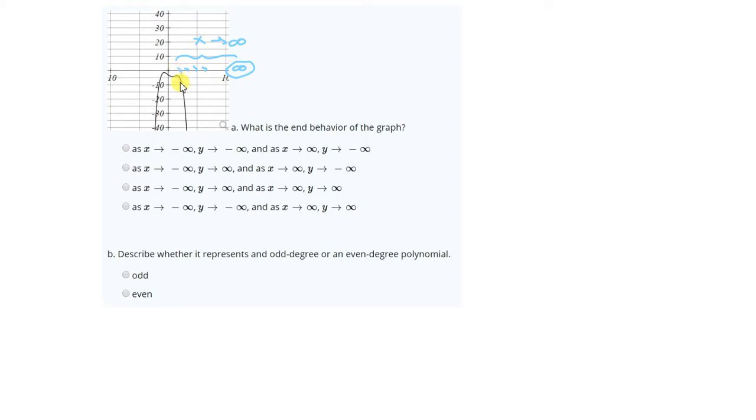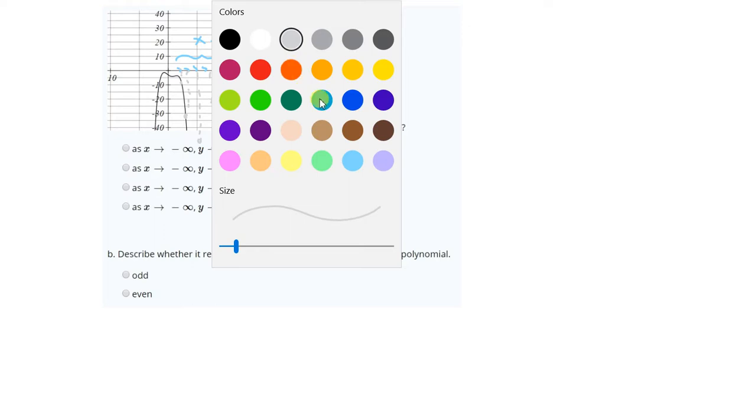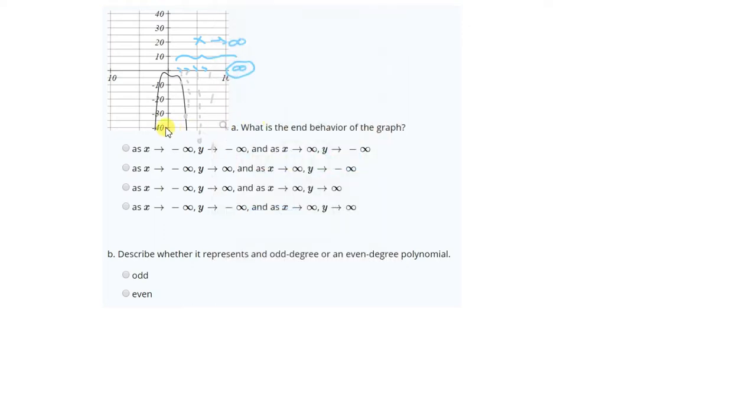Okay, so let's look at the y values now. My y value is initially here, then here, then it looks like it's getting even lower and even lower. So it looks like the y values are getting lower and lower. As x goes to infinity, what's happening to the y's? The y's are going in the y direction towards negative infinity. So as x is going to infinity, the y's are going towards negative infinity, in other words, down forever.